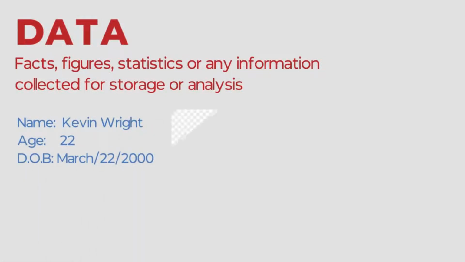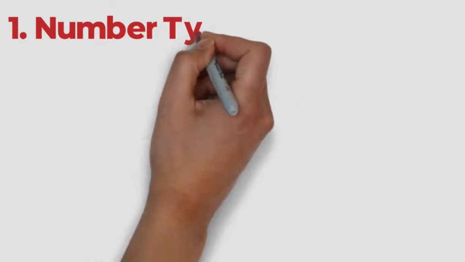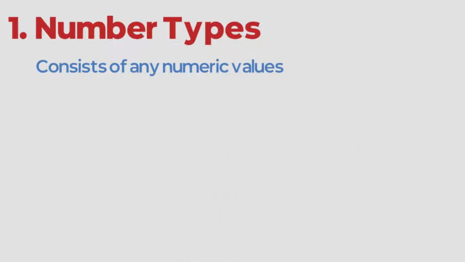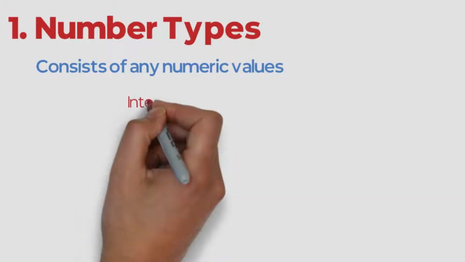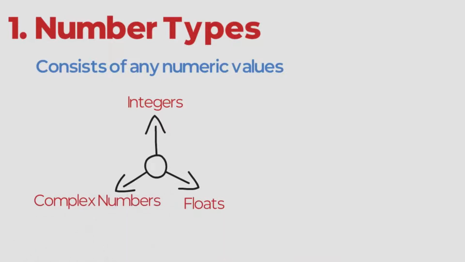In Python, we can break down Kevin's data into different types. Number 1. Number types. This consists of any numeric values. The numeric values can further be broken down to integers, floats, and complex numbers.